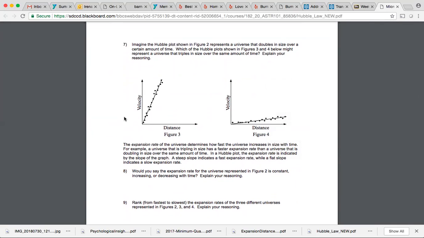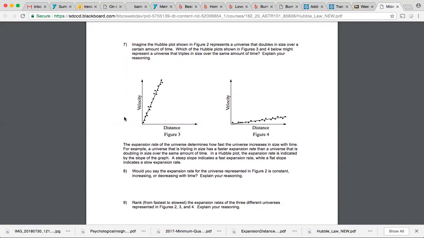Which Hubble plot shows the figures? Okay, tripling in time would mean that our slope has to be steeper. So figure 3 has a steeper slope than figure 2 above, and figure 4 has less of a slope, so that means it would be older. So figure 3 is the one which best represents problem number 7.